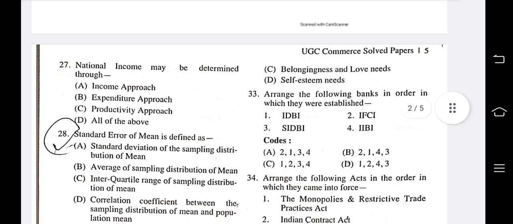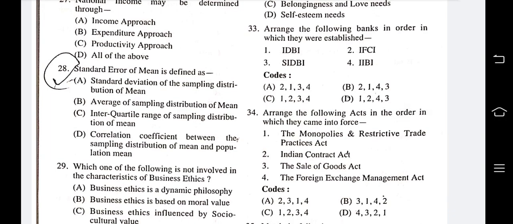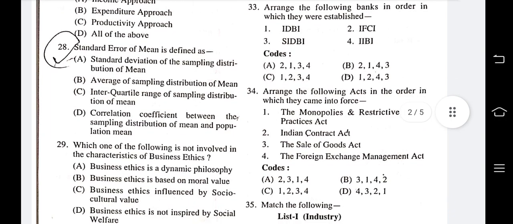Then 28. Standard error of mean is defined as: standard deviation of the sampling distribution of mean, average of sampling distribution of mean, interquartile range of sampling distribution of mean, correlation coefficient between the sampling distribution of mean and population mean. Here the option should be A. Standard error of mean is defined as the standard deviation of the sampling distribution of mean. Answer is A.